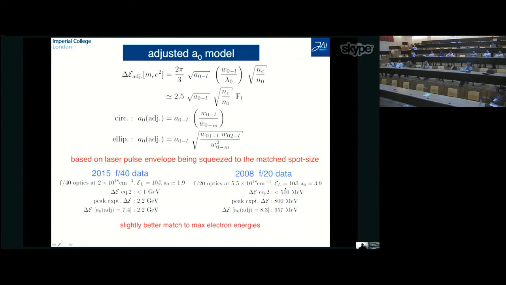So what we are saying basically is that we use an adjusted A0 model, where the A0 is bumped up by taking into consideration the squeezing of the laser envelope to the match spot size, which can be represented simply this way: A0 launched times W0 launched over W0 matched. That's the adjustment in A0. With that, we are able to see there is a much better match between the electron energies.